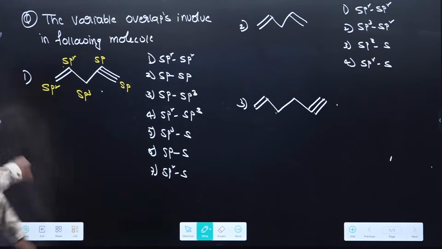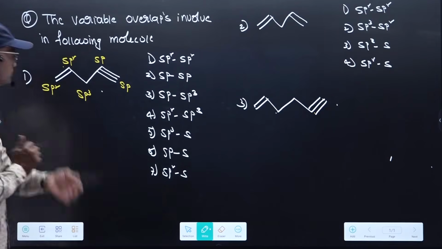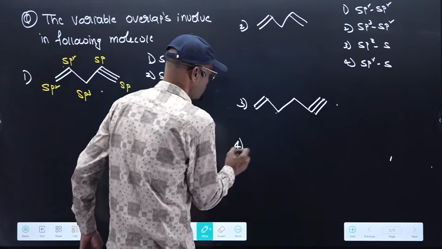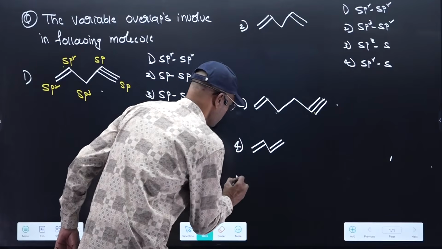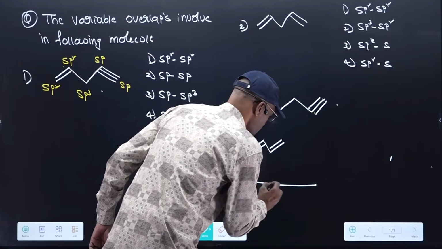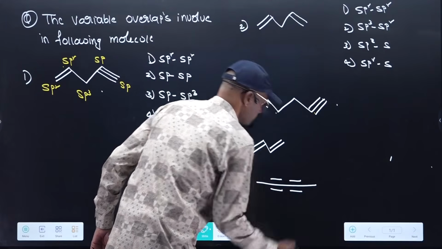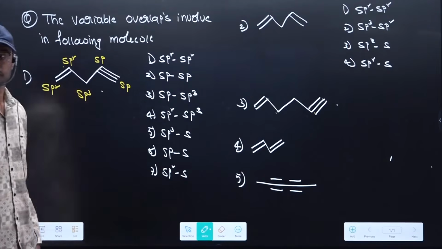So this you work out as homework. Here, two double bonded carbons I'm writing. So this is a triple bond, and here also a triple bond. Take down these two examples.